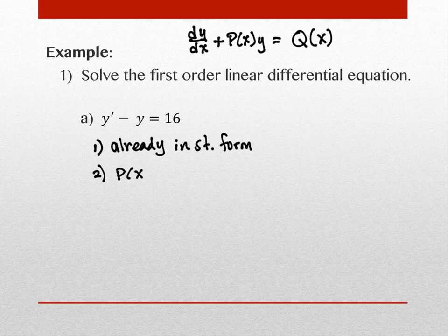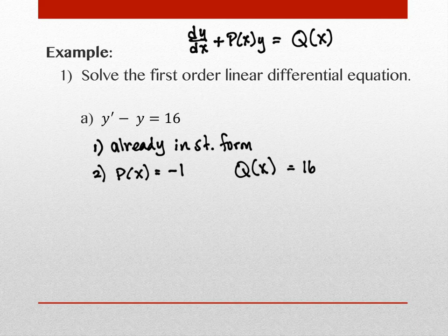So p of x, and then we integrate, but what is p of x? Okay, so p of x needs to be what's being multiplied by y on the left-hand side. So what is being multiplied by y on the left-hand side? -1. It's not very exciting, right? It's just -1. And q of x is what's on the other side of our equation. So what is our q of x? 16. Also not very exciting.